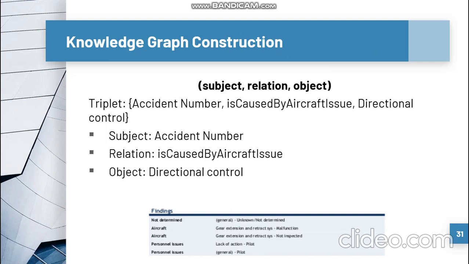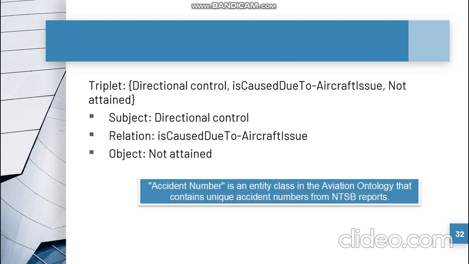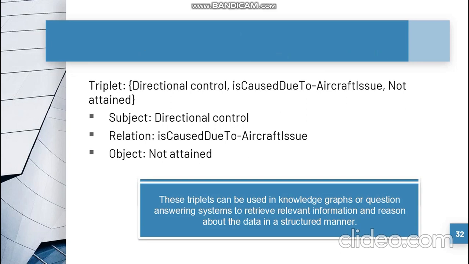Knowledge graph construction is based on triplets that contain subject, relation, object, as I have told earlier. So what does it tell us? These triplets can be used in knowledge graphs or question answering systems to retrieve relevant information and reason about the data in a structured manner.